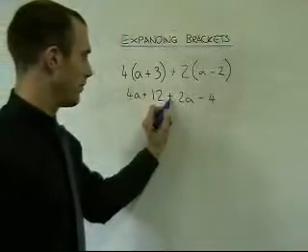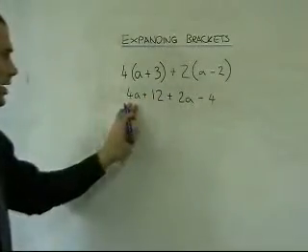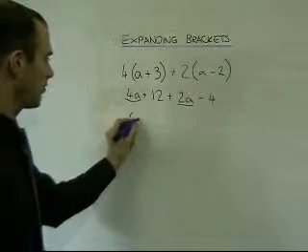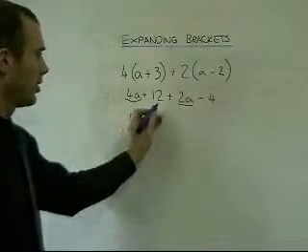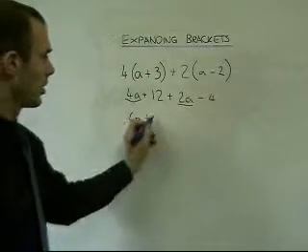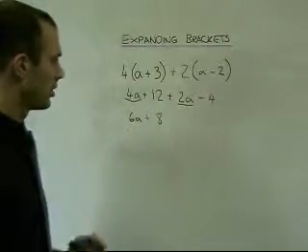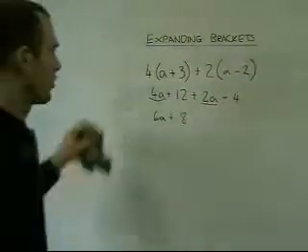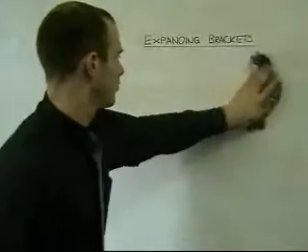This is a positive here. Now we need to collect together the a's. 4a and 2a becomes 6a, and 12 take away 4 is going to be 8. That step's not too much more complicated, but the next one will be a little bit more so.